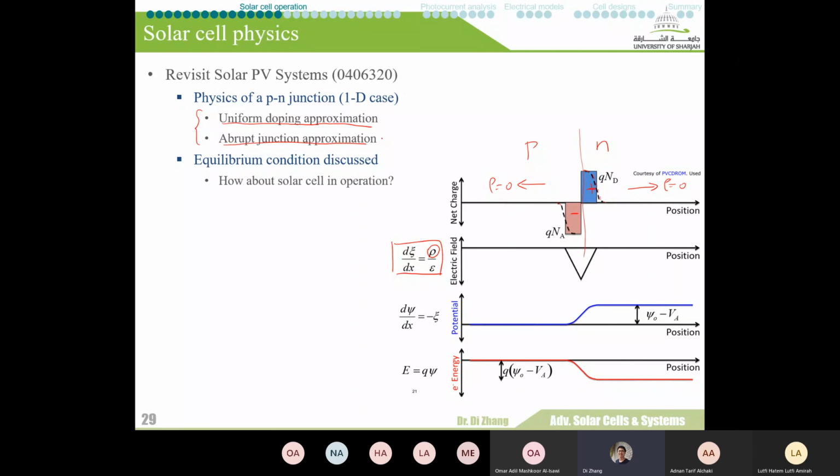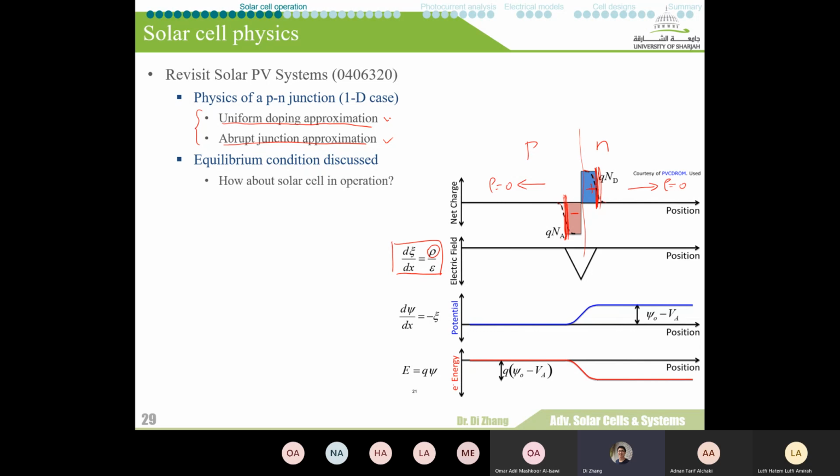Let's look at the second one first. For the abrupt junction approximation, we assume that the space charge region will cut off very suddenly, very sharply, at a certain point. That's why you see on the left and on the right side these rectangular boxes, because we assume that the space charge region, the junction, will cut off here suddenly. That is the abrupt junction approximation.